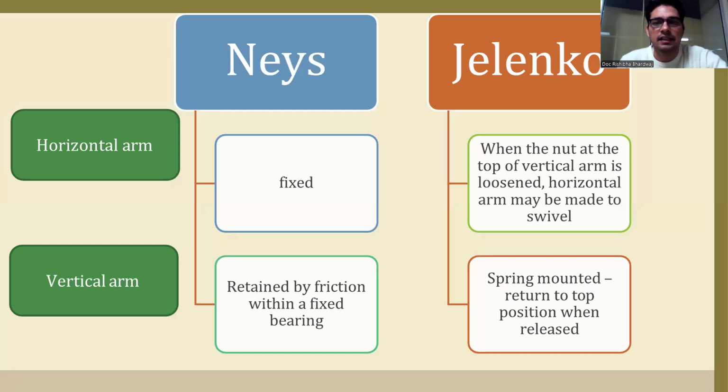Next are the Ney's and the Jelenko surveyors. What is the basic difference between these two? In the Ney's, the horizontal arm is fixed, whereas in case of Jelenko, when the nut at the top of the vertical arm is loosened, the horizontal arm may be made to swivel. We can move it around, and we can do the surveying properly by moving the horizontal arm. What about the vertical arm? In Ney's, it is retained by the friction within a fixed bearing, whereas in case of Jelenko, it is spring-mounted and returns to the top position when it is released.